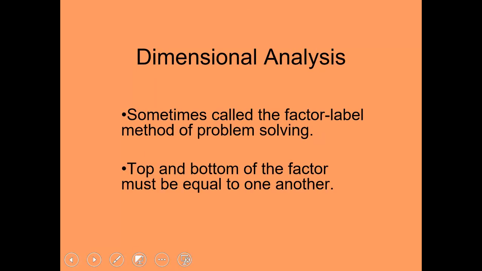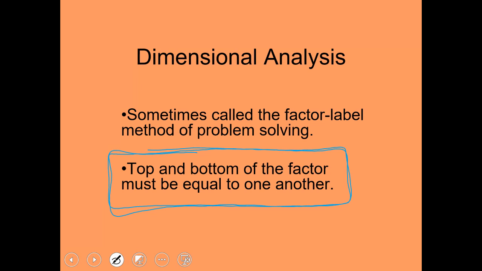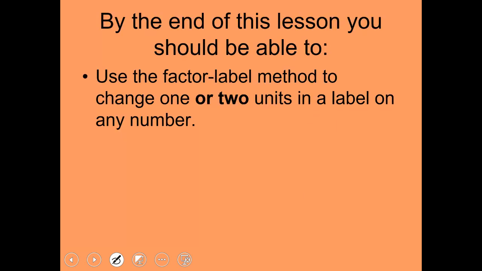Filling numbers in on the top and bottom of that factor to make the top and bottom of that factor equal. And then we're going to cancel out the labels, do some math with the numbers, and we will have converted our number. For example, one of the problems today, we're going to figure out how many centimeters long a football field is. Okay, so let's get working on it.